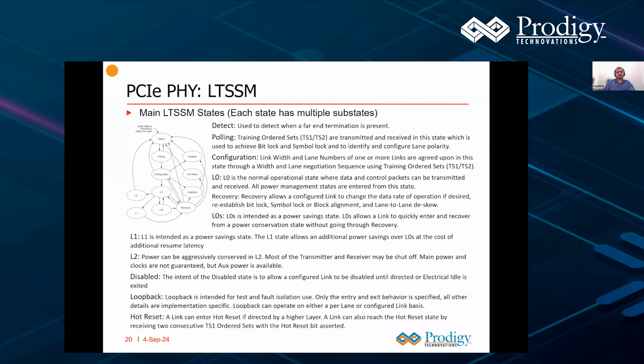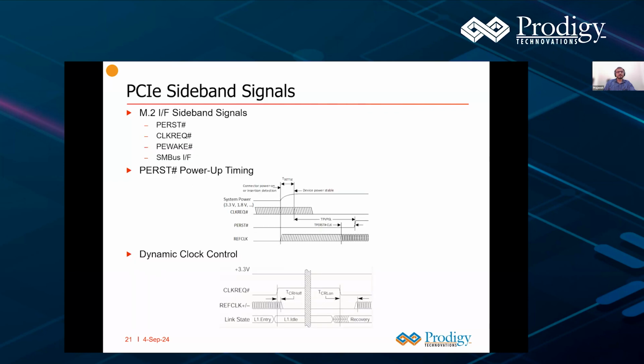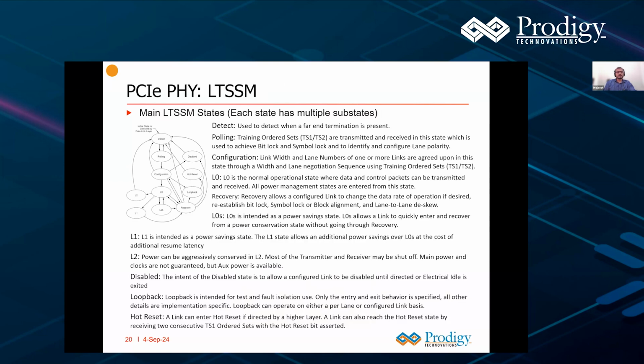Gen 1 L0, Gen 1 recovery, change the speed to Gen 3, then come back to Gen 3 L0, then Gen 3 recovery, then change the speed to Gen 4 with equalization, Gen 4 L0, then again switching back to recovery to change the speed to Gen 5, then Gen 5 equalization and come back to Gen 5 L0.